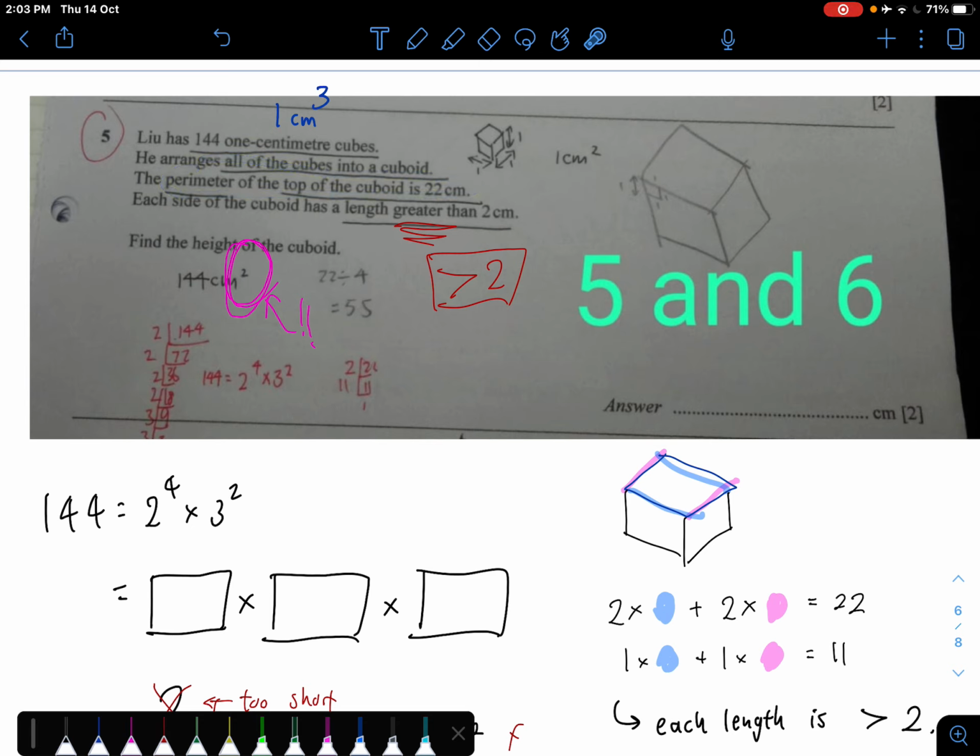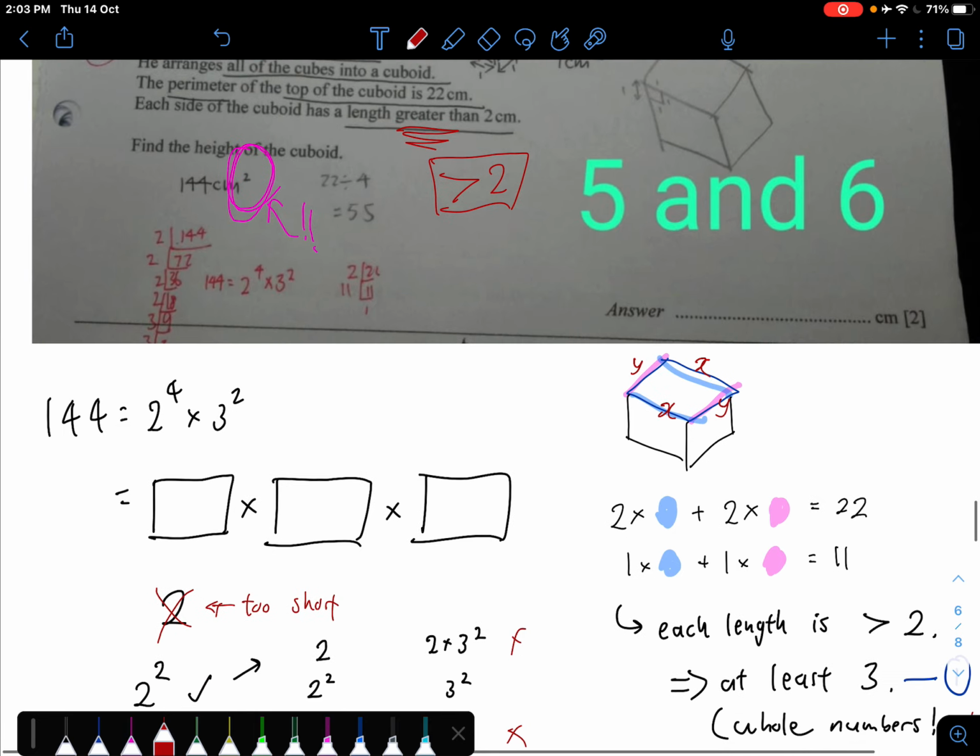Okay, so that means that if I have my cuboid like this, that's my top. I can label these sides, which are blue color, as X and X. Then the other sides will be Y and Y. By symmetry, opposite sides of a rectangle must be the same. So that means that 2x plus 2y must equal 22. Then you can just factor out the 2 and divide by 2 on both sides. You get x plus y equals 11.